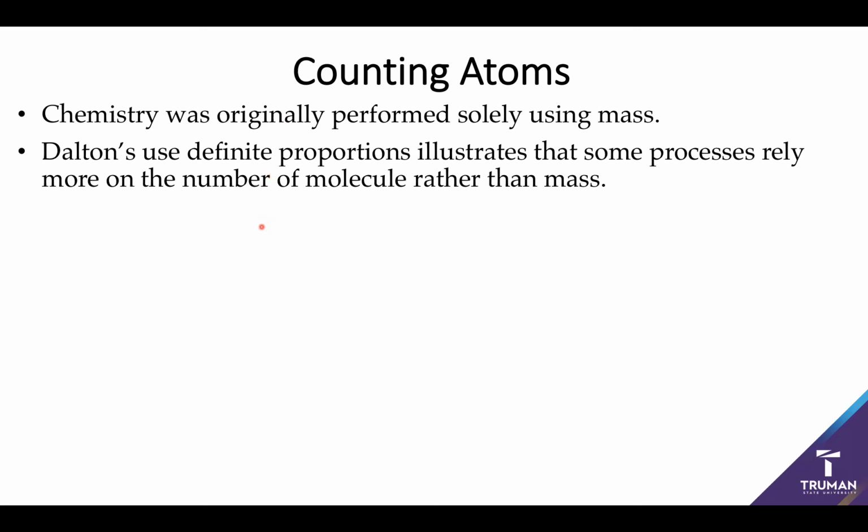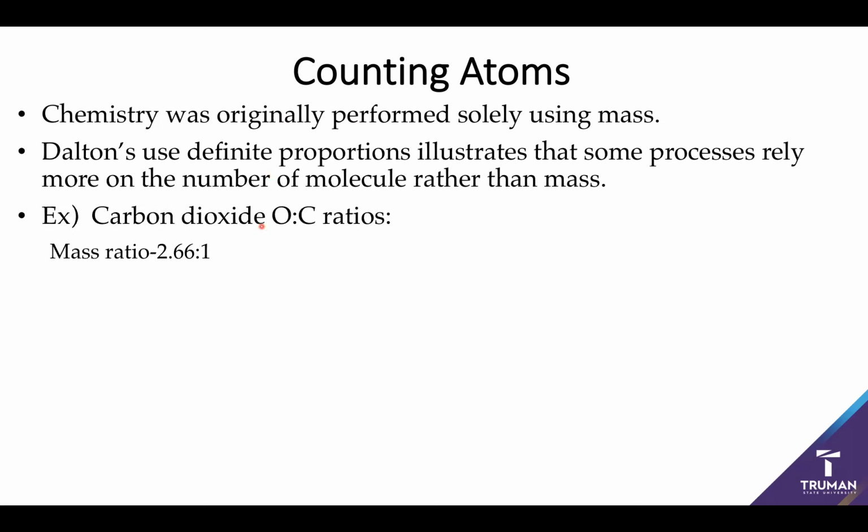And you can see why this gets a little bit messy if we look at, say, carbon dioxide, because the mass ratio of oxygen to carbon in CO2 is 2.66 to 1. That's a really messy number. However, if we're able to go to atomic ratios, this is a lot easier. This is just a 2 to 1 ratio.